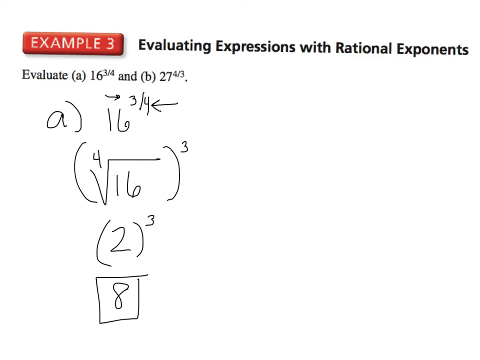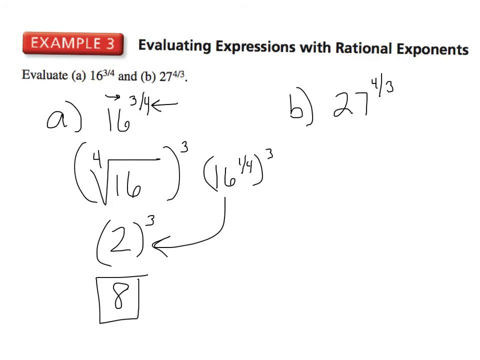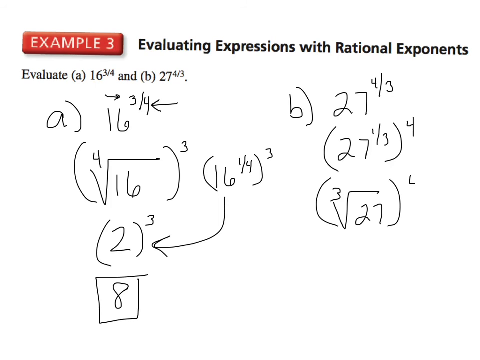Now, there's another way you could have done this. You could have just done this. 16 to the 1/4 power, to the 3rd, simplified that to 2, and then taken that to the 3rd power. So let's try B. 27 to the 4/3 power. That would give me 27 to the 1/3 power, all to the 4th. Or you could write it as the cubed root of 27, all to the 4th power. Well, the cubed root of 27 is 3 to the 4th power. 3 to the 4th power is equal to 81.